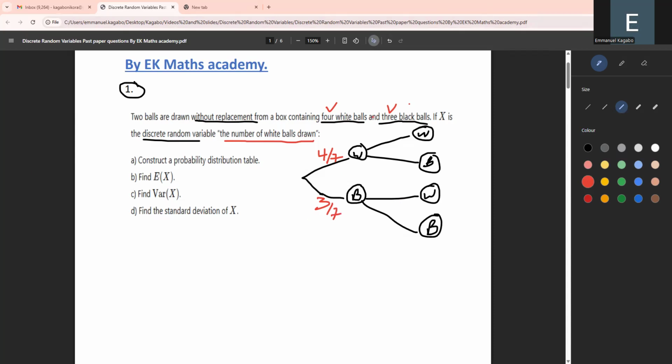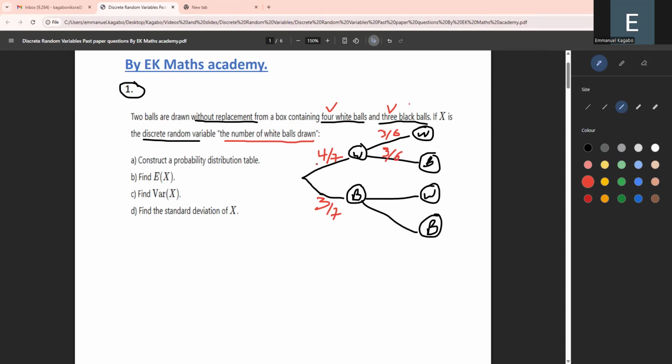Now, you have picked white in first place. What's the probability of picking a white ball again? One is already out because they said without replacement. So you're remaining with 3 out of 6 because one of the balls is out. If I pick white and then I pick black, what are my chances of picking a black ball? It's going to be 3 out of 6, because the black balls are 3, right?